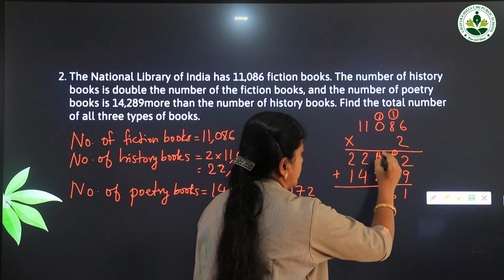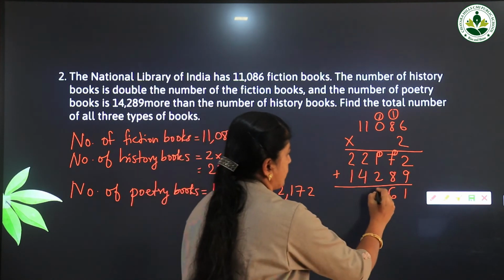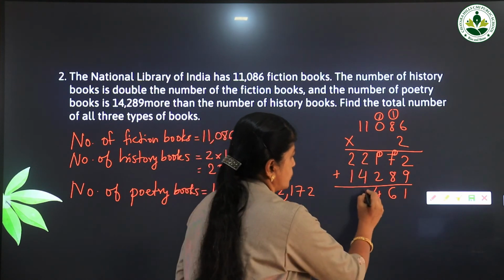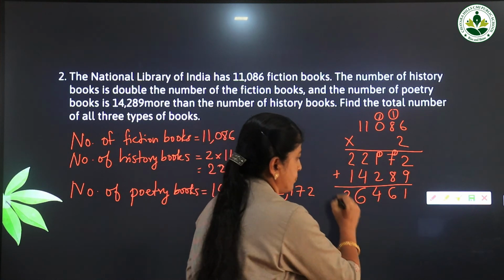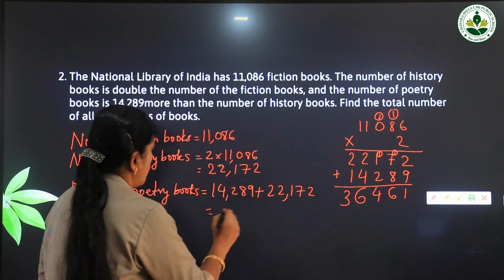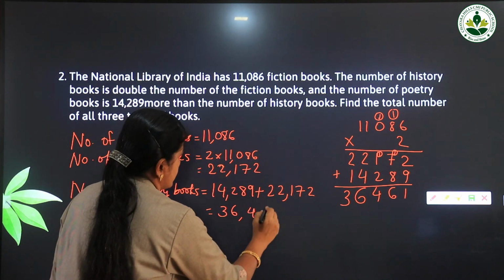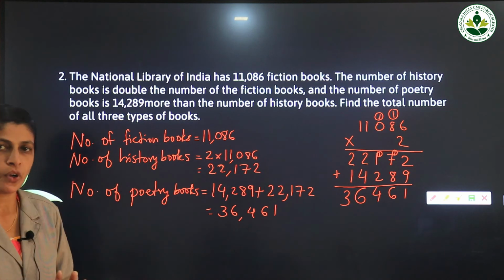Then remainder 1. Then 2 plus 1. 2 plus 1 is 3. 3 plus 1, 4. Next, 4 plus 2. 4 plus 2 is 6. 1 plus 2 is 3. Therefore, we got the number of poetry books, 36,461. Then, find the total number of books.